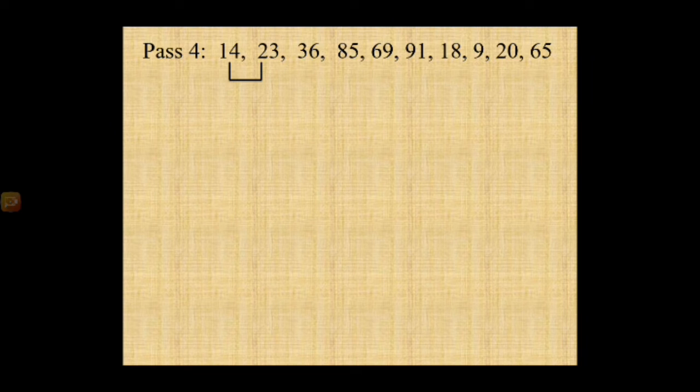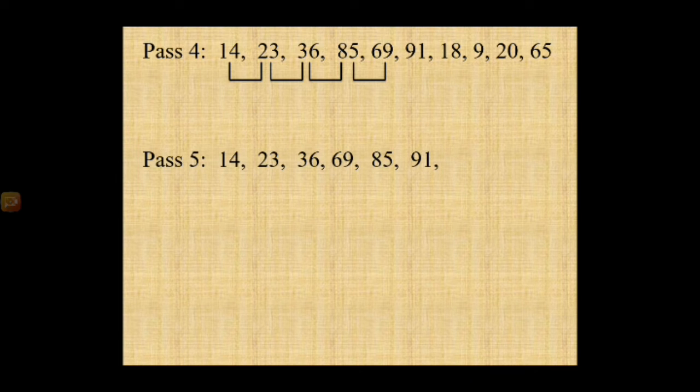In pass 4 we compare 14 and 23, 23 and 36, 36 and 85, 85 and 69. So 69 is shifted to the third position. The array becomes 14, 23, 36, 69, 85, 91, 18, 9, 20, 65. In pass 5 we compare 14 and 23, 23 and 36, 36 and 69, 69 and 85, 85 and 91. So the compared portion of the array is in increasing order.